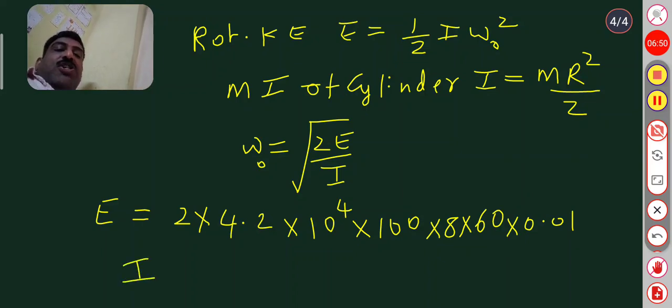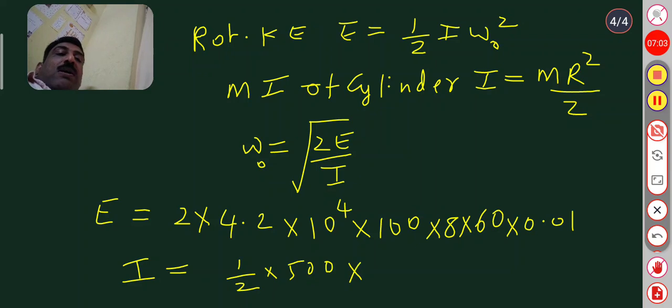And what is moment of inertia? Moment of inertia is half into m, mass. What is the mass given to you? Mass is given to you as 500 kg. So half into 500 into r square, radius. What is the radius? Radius is given to you as 50 centimeter. 50 centimeter is 0.5 meter, whole square.